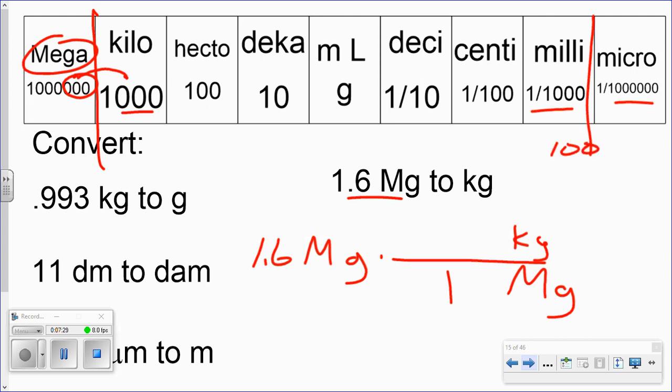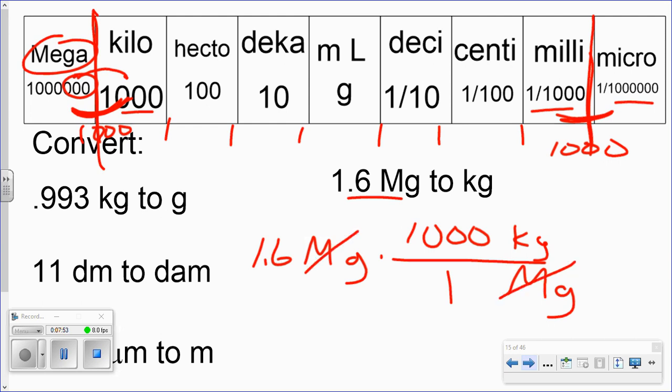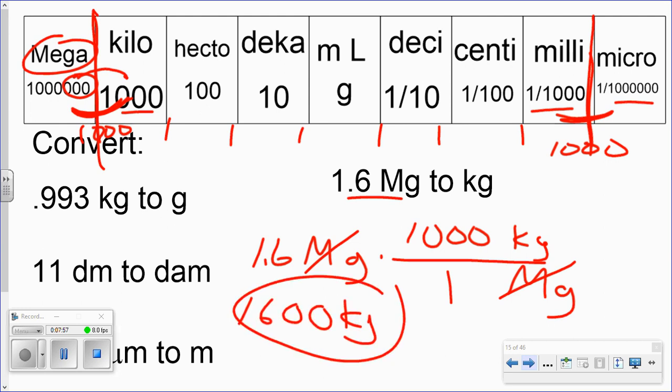There's a factor of 1,000 when I come across this threshold here, and a factor of 1,000 when I come across this threshold here. Everything else is 10, 10, 10, 10. But these are 1,000, so just be careful. So 1,000 kilograms fit into 1 megagram, and of course I'm going to multiply. Let me cancel out first, and that's 1,600 kilograms. Done.